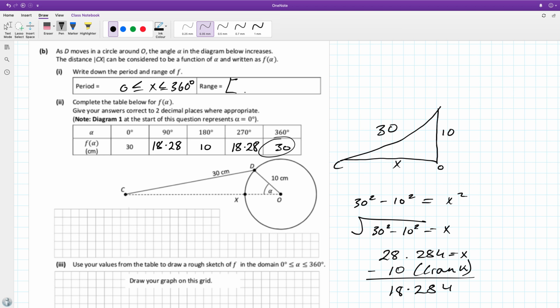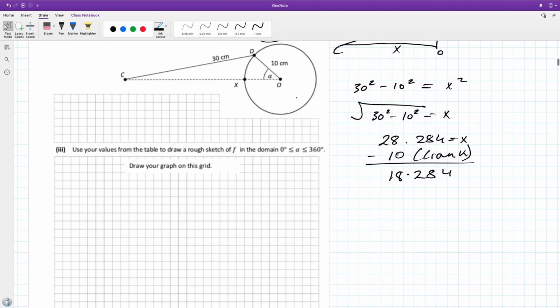My range, what did I say range was? Highest point to lowest point, which is 30 to 10. Alright. So we're just putting a real life application on what we were doing this morning. Period, we can see it goes around 360 until it gets back to 30. And we can see the range is the highest point minus the lowest, which is 30 to 10.